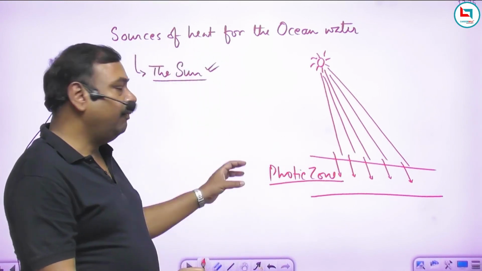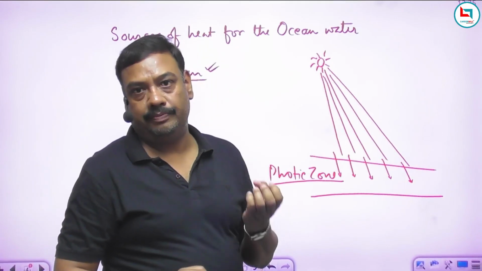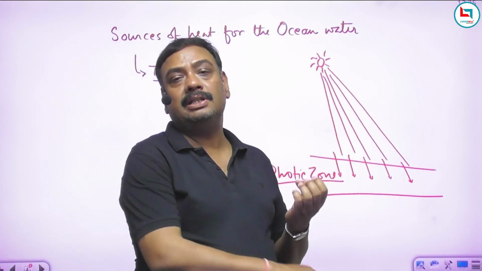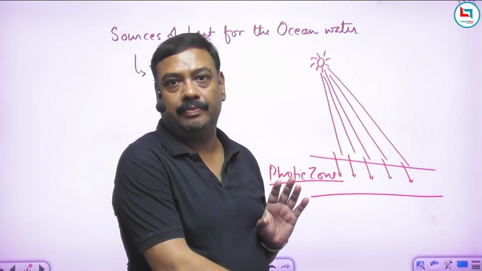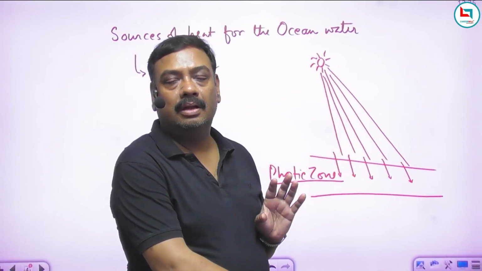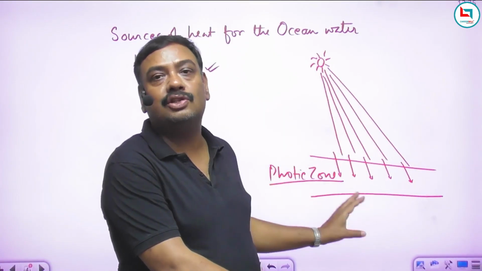It is called the photic zone. Photic zone means the illuminated zone. And why does it become illuminated? Because the radiations are able to penetrate in that zone. That is why it is called the photic zone.